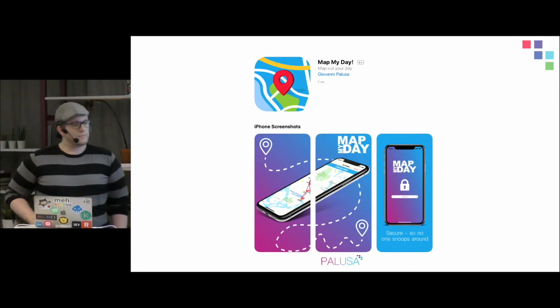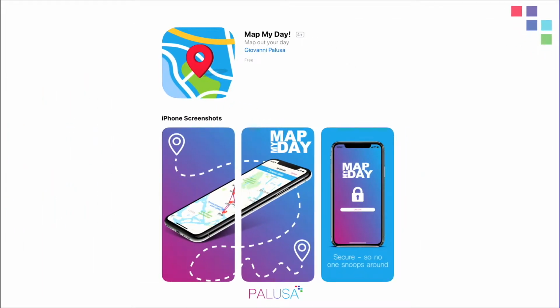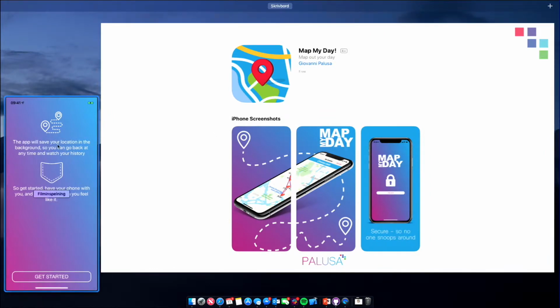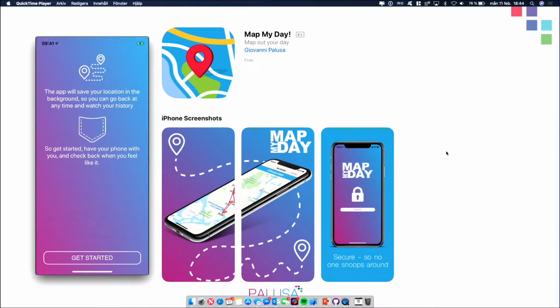So this is my app on the App Store, and I wanted to start by showing it before I go further. The first screen that the user meets is just some information that says to keep your phone with you at all times and the app will save the data in the background.